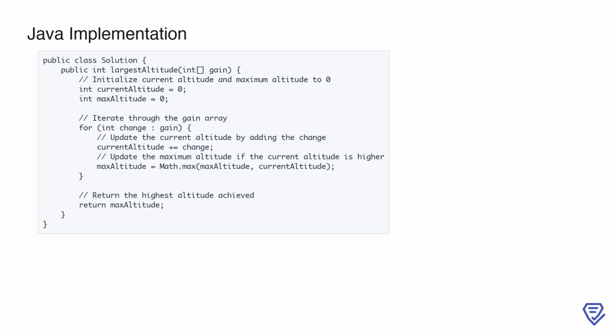This is the Java implementation for LeetCode problem number 1732, find the highest altitude. The logic mirrors the Python solution, where we iterate through the gain array, updating the current altitude and tracking the maximum altitude reached. Key Java-specific differences include the use of type declarations for variables and the Math.max method for comparisons. The code is concise and follows standard Java conventions.